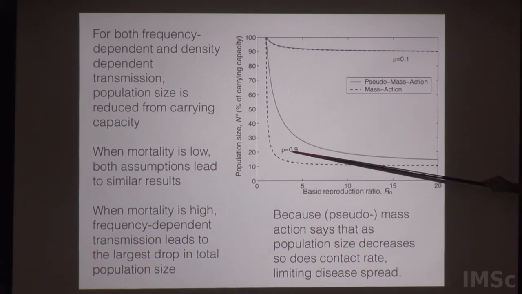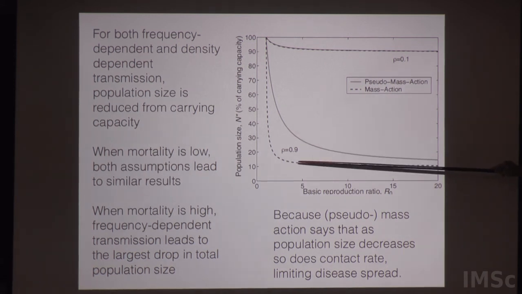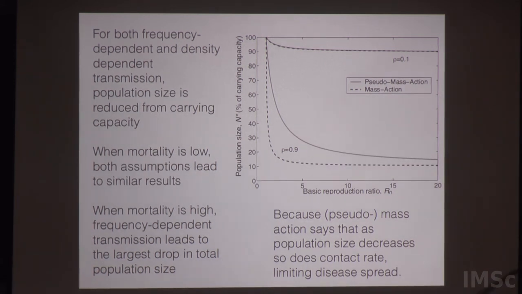So this is rho equal to 0.9, and this is one curve here which is the pseudomass action curve, and this is the real mass action curve. Pseudomass action is the same as what I called density dependent transmission, and I think, all right, whichever one is which.